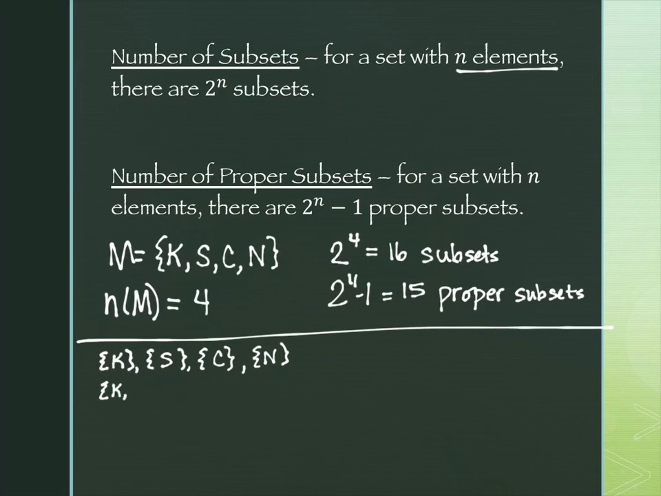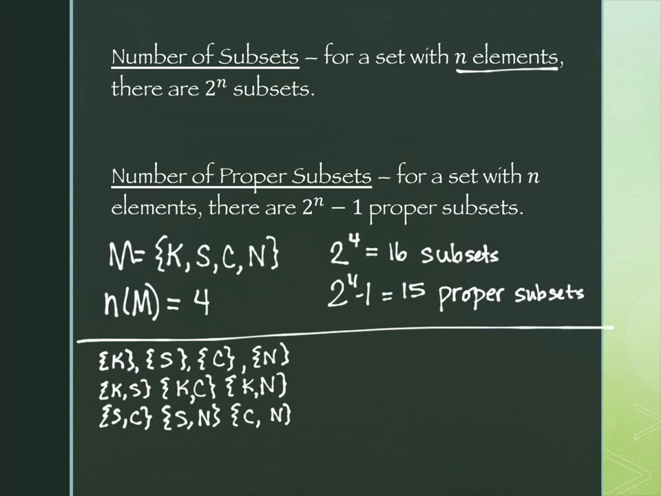Well, we could have K and S together. We could have K and C together. We could have K and N together. That's all the pairings that have K in it, right? I could have, keeping on with my list, S and C, or S and N. And the last pairing of 2 would be C and N. These are all the groupings of 2, right? All the different ways I can group 2 people into a set.